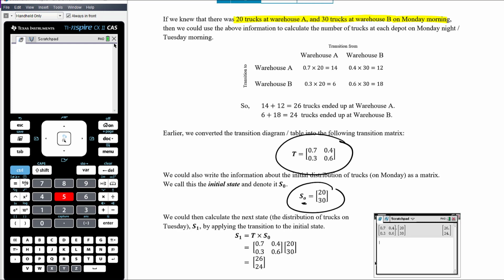So what's the first state? In this case, state 0 is Monday morning. What's Tuesday morning? That would be state 1. Okay, what's Wednesday morning? That would be state 2. What's Friday morning? That would be state 4.